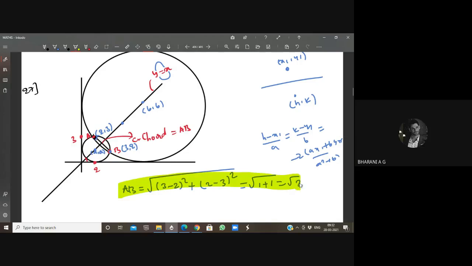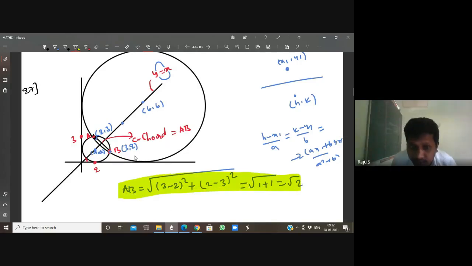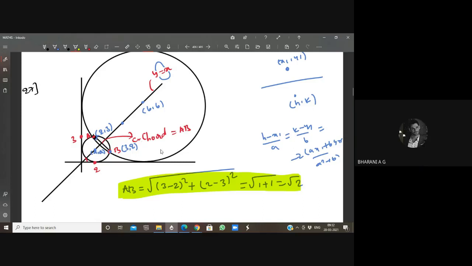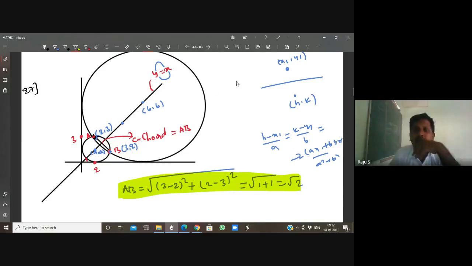Sir, could you explain the last image again, how (3, 2) came? Yeah, the image of the line. See, for example, whenever a line is there, there is a point. Let us take some point (p, q). There is a line and the line equation is y is equal to x.